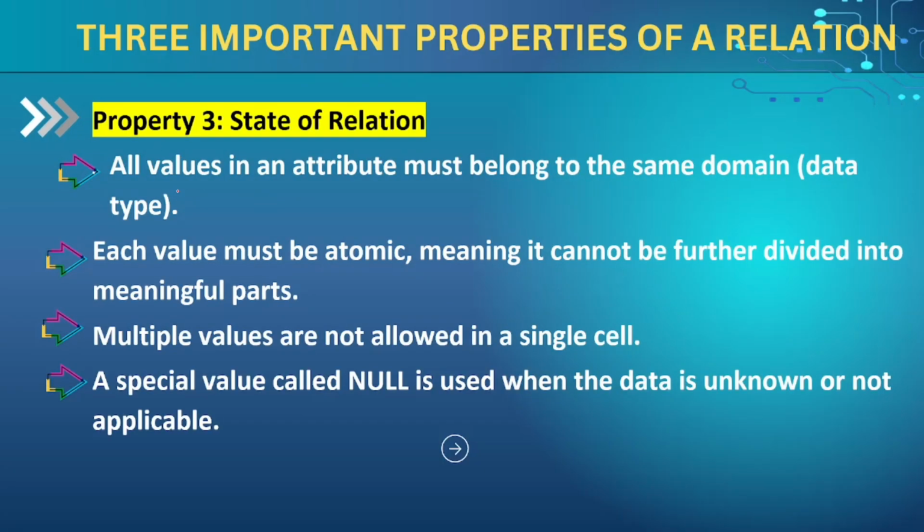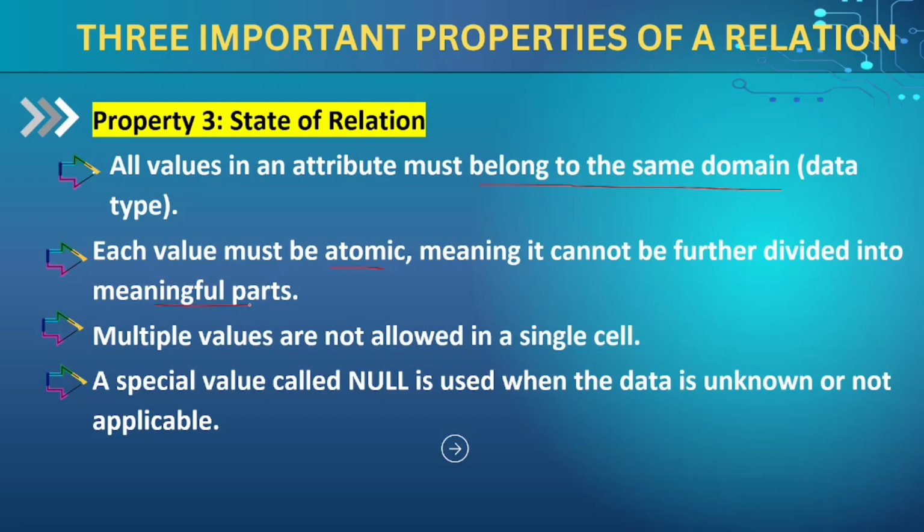The property is that all values in an attribute must belong to the same domain, which means the data type. What does it mean? For example, in roll number you have to accept only integers, right? And it belongs to the student details only. It should not belong to some other details, right? That is what they mean by attributes must belong to the same domain. Each value must be atomic, meaning it cannot be further divided into meaningful parts. For example, if you have a column called phone number, it will accept only one number. You should not give a comma and another number. Two values it should not accept.